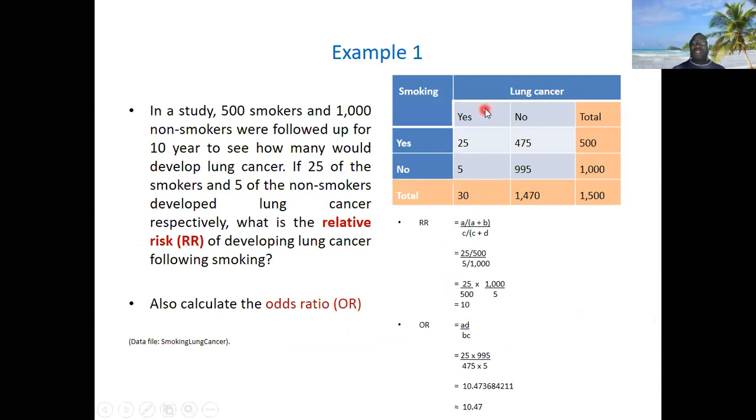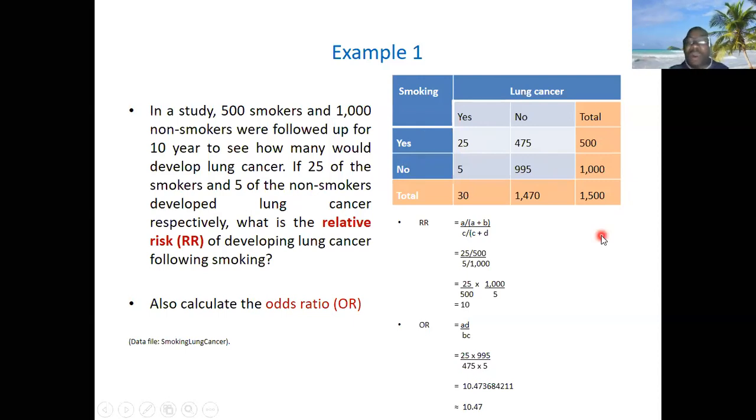Can you see? This is a 2 by 2 table. The exposure here is smoking. Those people that are smoking, they were 500. So this looks like an example of a cohort study. 500 smoke or are smoking. Then those that are not smoking, 1,000. So the total is 1,500. So you have a study of 500 people smoking, 1,000 not smoking.